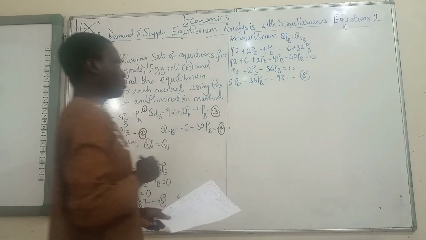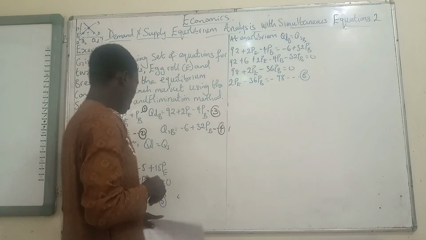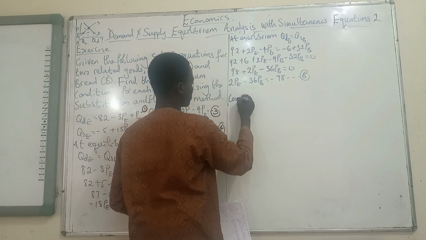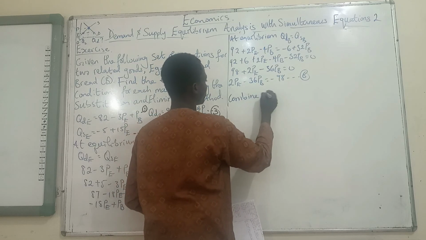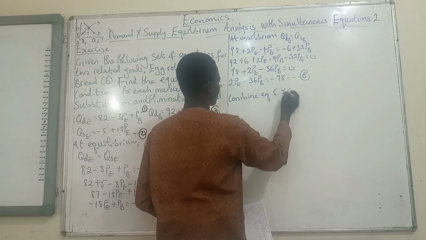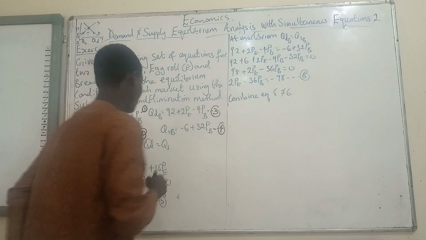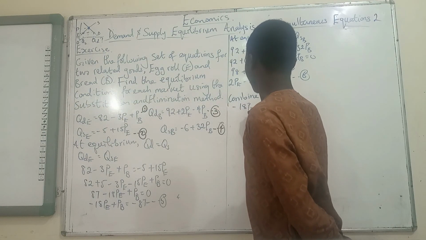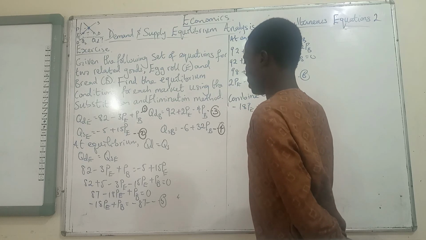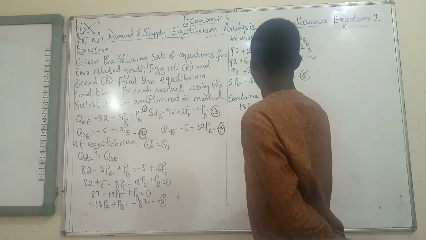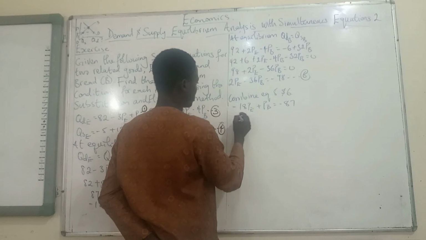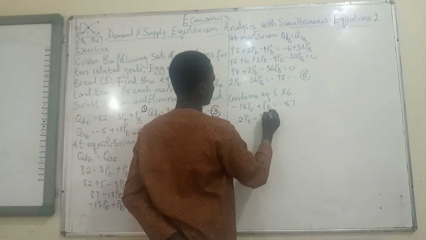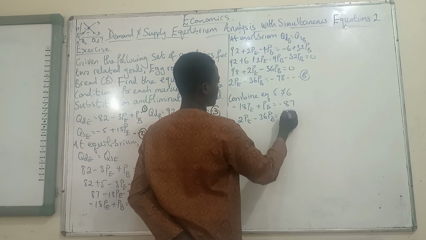So what we do now is to combine equation 5 and 6. So when we do that, what's equation 5? Equation 5 is minus 18PE plus PB equals minus 87, right? Then equation 6 is 2PE minus 36PB equals minus 98.